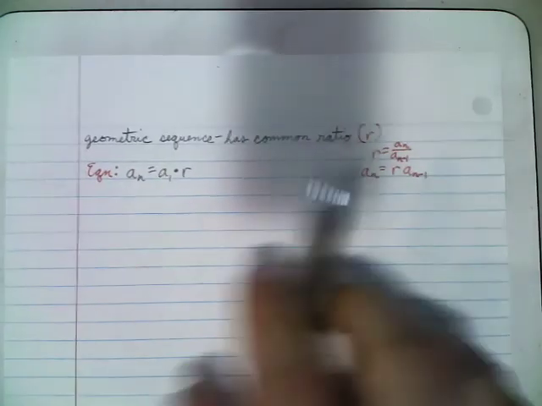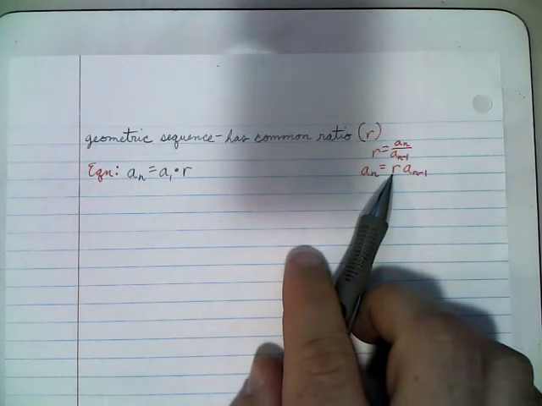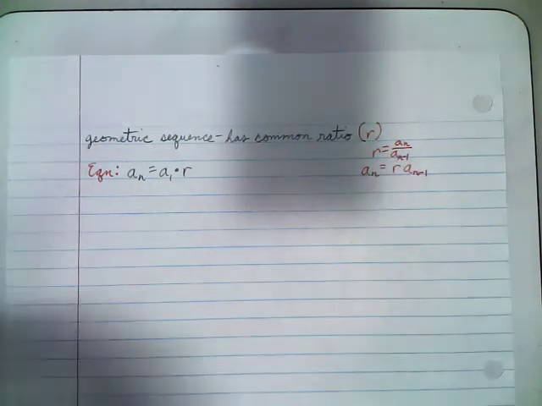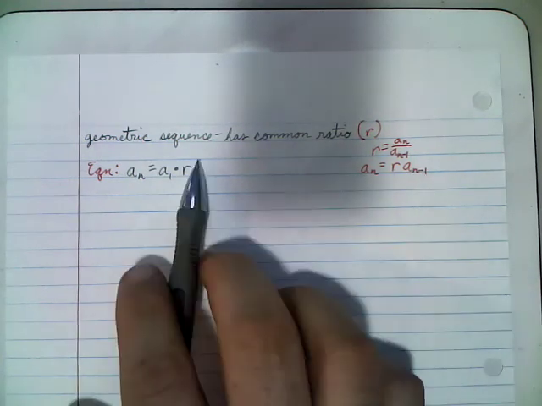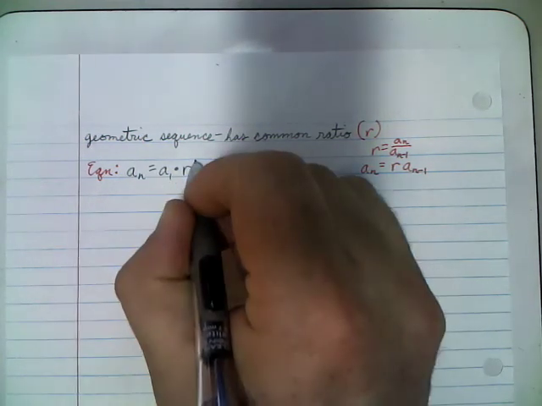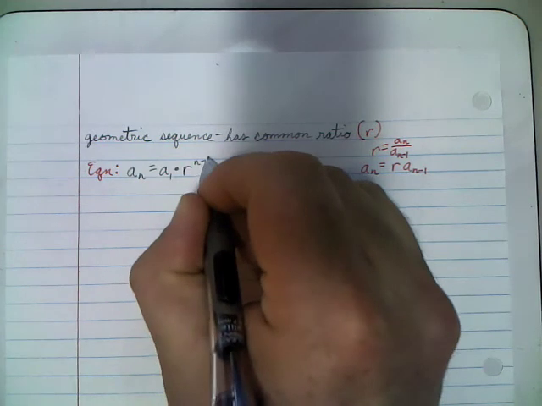Well, repeated addition gives me multiplication. This time we're multiplying. Repeated multiplication gives me an exponent. So it'll be r to the power of n minus 1.